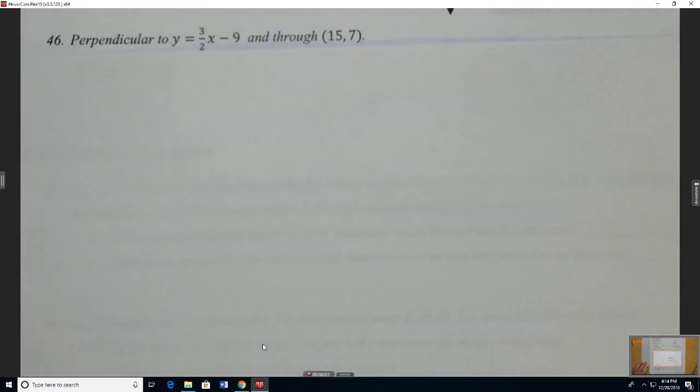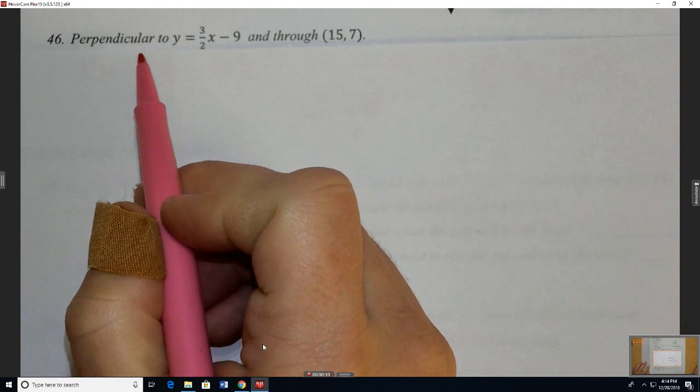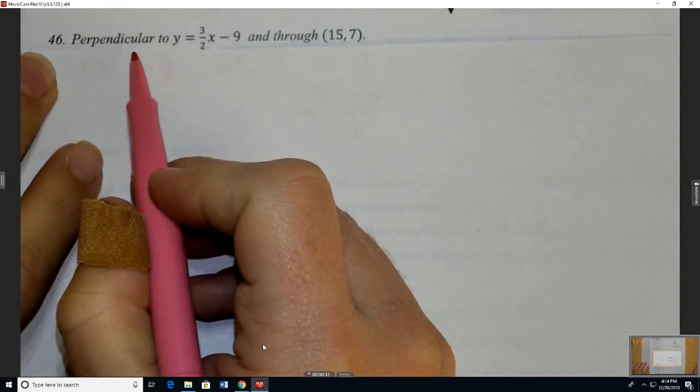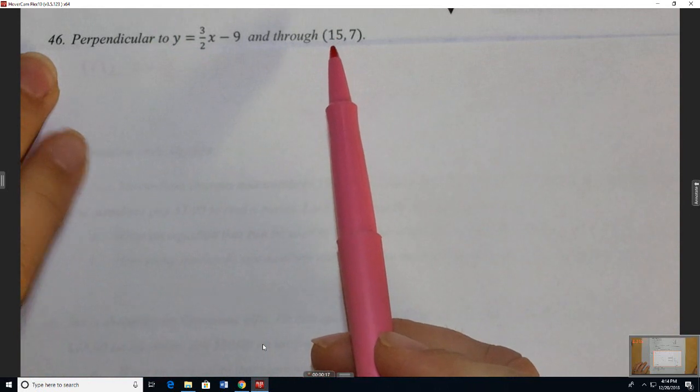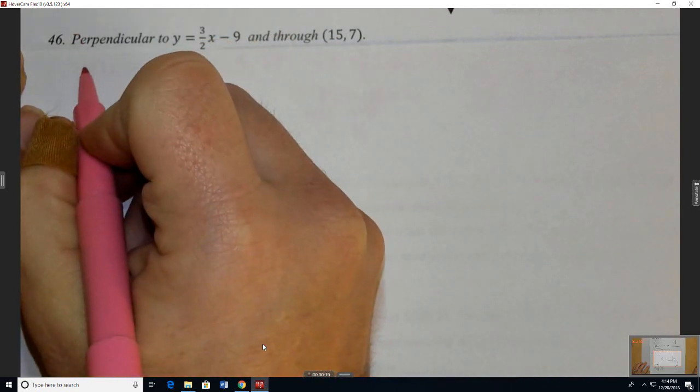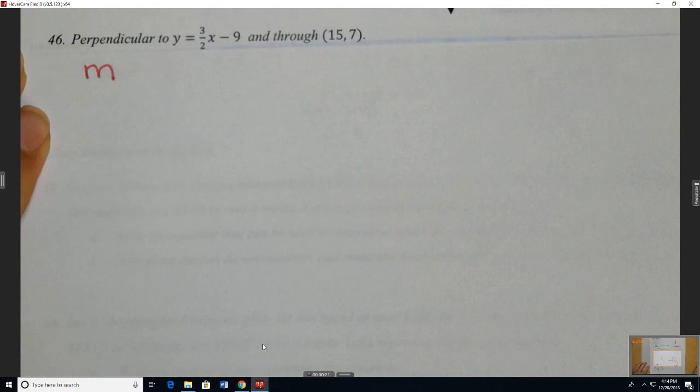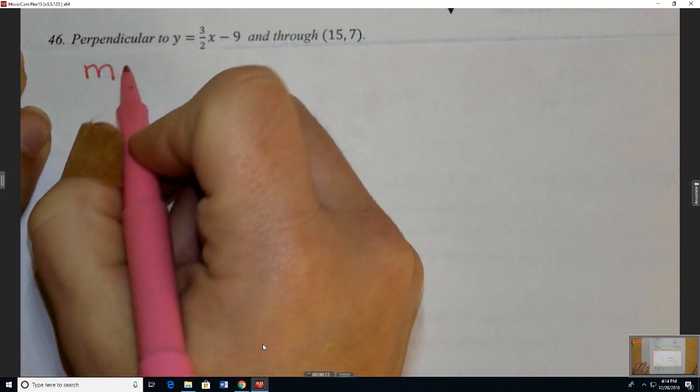In questions 42 through 46, you were asked to use the information to write the equation in slope-intercept form. In this particular question, we are looking for the equation of a line that is perpendicular to the line we're given and passing through a particular point. We'll use the 3 steps for this as well. Find m, or the slope, find b, and then plug it in.